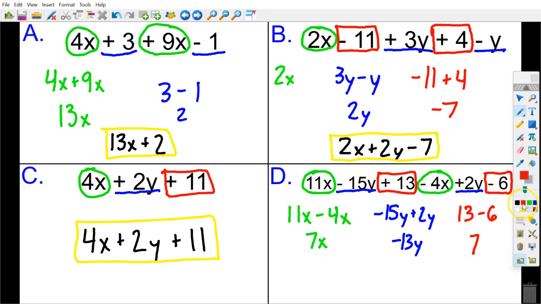So for our final answer, we get 7x minus 13y plus 7. A lot of 6s, a lot of 7s. You guys must be going insane right now.